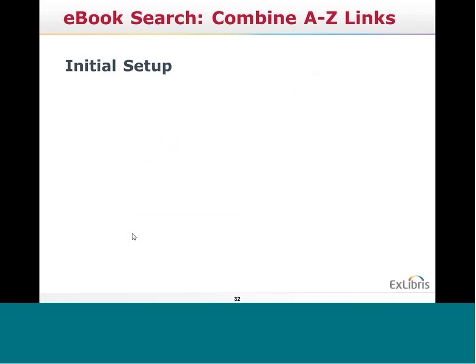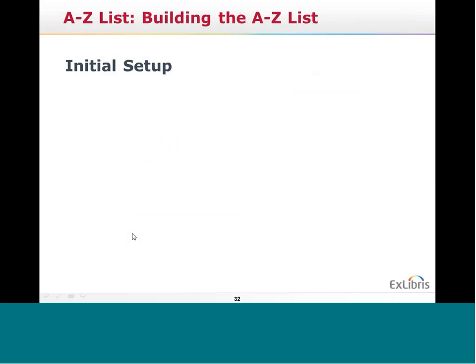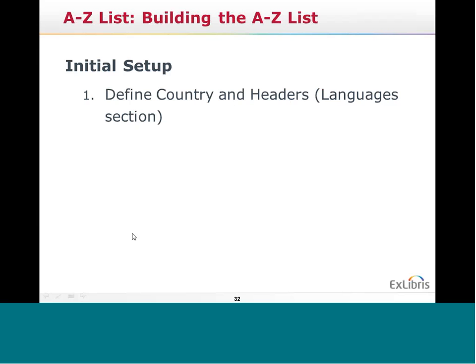We just talked about the ebook search. We've covered what you need to know to customize the A to Z lists, but let's back up just a minute. In order to see your own A to Z list, you're going to have it built first. The first step in this process is making sure you've got the country and the headers defined in the languages section. If you don't, you're going to get an error message in the next few steps that need to happen. Typically, this is all taken care of for you during your implementation process, but I'll just mention it.